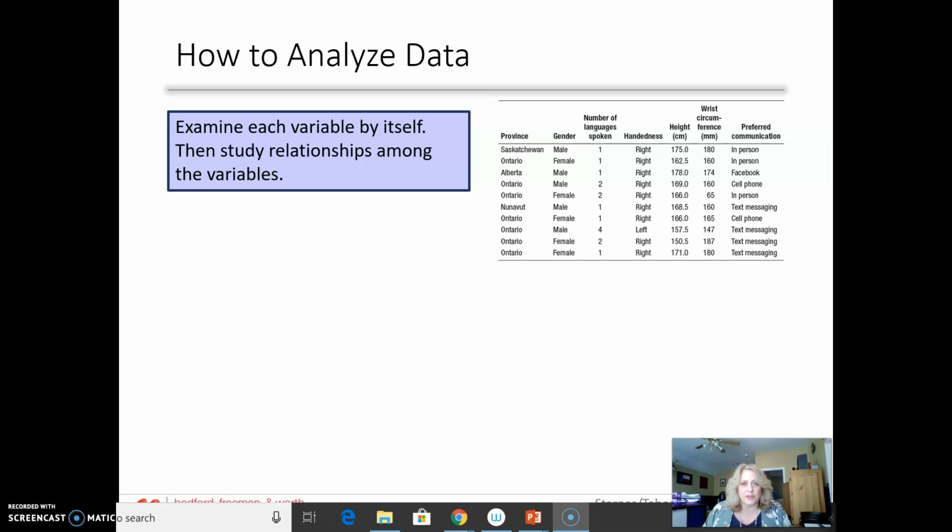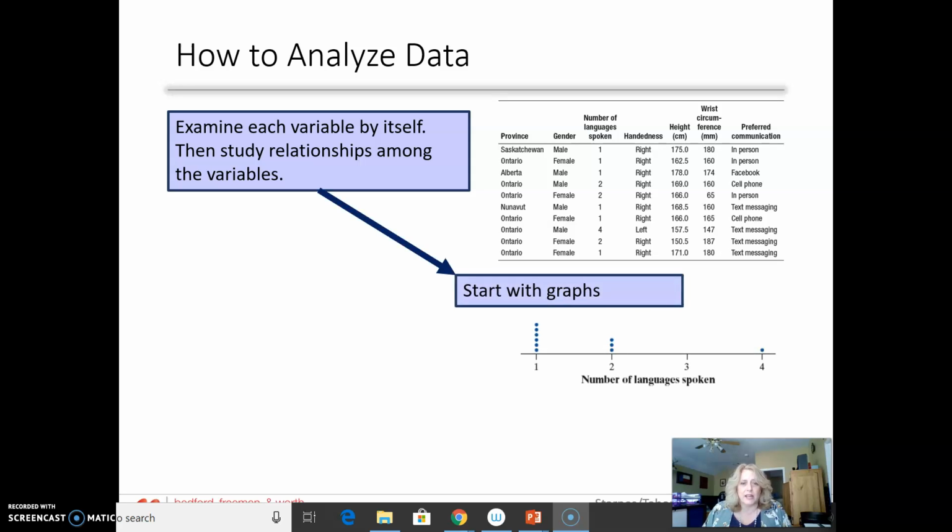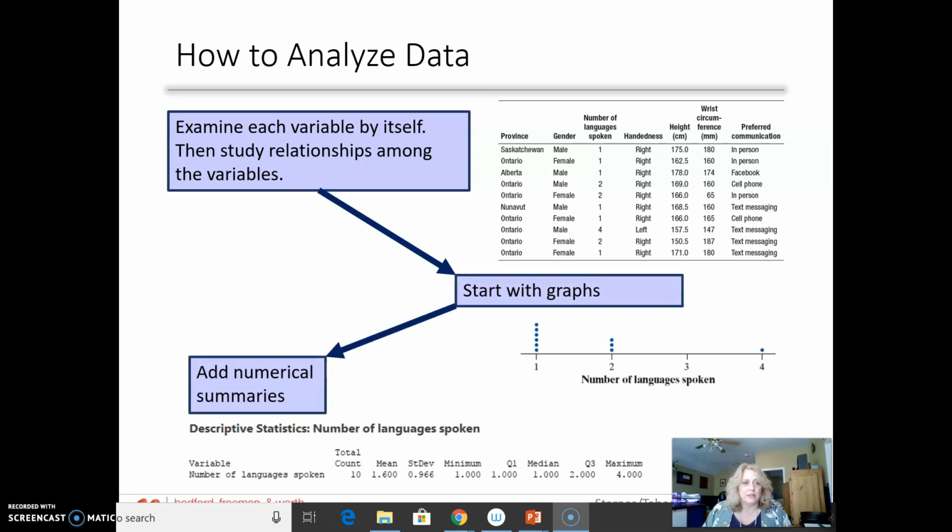Examine each variable by itself and study the relationship among the variables. That starts with graphs, and then we add numerical summaries. We'll be learning how to find the mean, the standard deviation, quartiles, and so on as we progress through this unit.